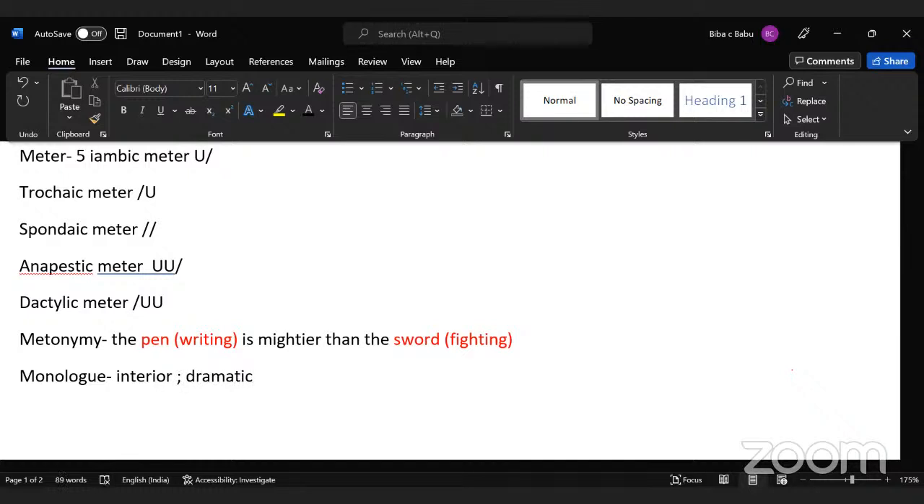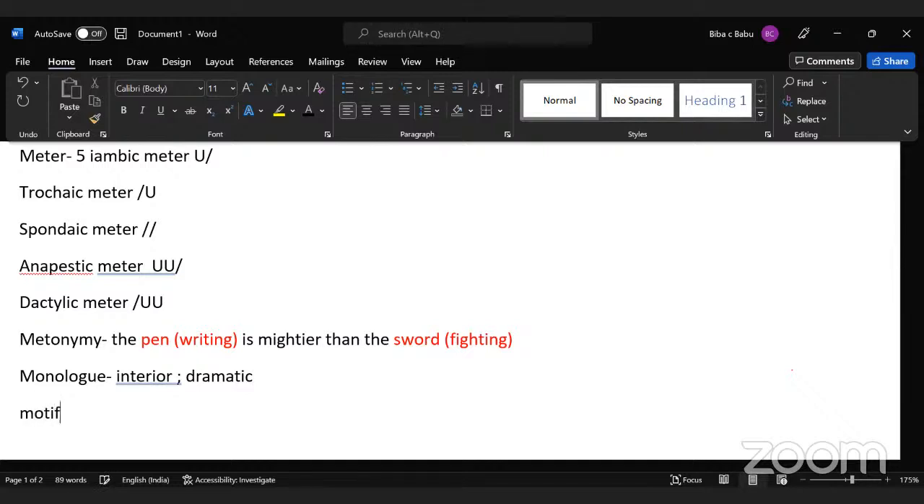Dramatic monologue we discussed in the last class. Interior monologue also we discussed in the last class. Interior monologue is used in novels, plays, movies, where characters express their thoughts and the audience understands what is going on inside the character. Whereas dramatic monologue is where the character speaks to a silent listener. We know that there is a listener, but that listener is a silent listener. We are not shown that person. We cannot see that person. That is dramatic monologue.